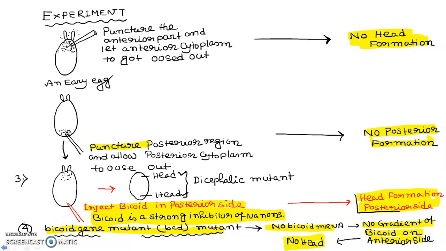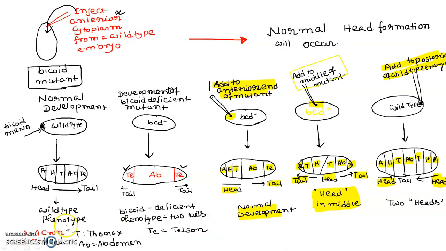The last one we have seen is the different experimental views. If you inject different mutant forms of bicoid into wild type embryos, then different developmental patterns occur in Drosophila.